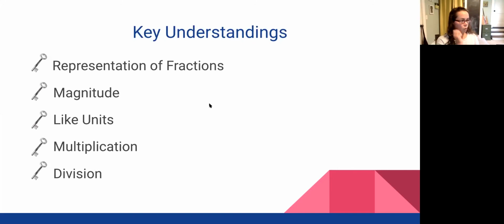So we're going to talk about 5 key understandings in this session, and I'm hopeful we'll get through all 5. We only have an hour and 15 minutes, but those 5 key understandings have to do with representation of fractions, magnitude of fractions, creating like units and how that plays into understanding with fractions, multiplication of fractions, and division of fractions.